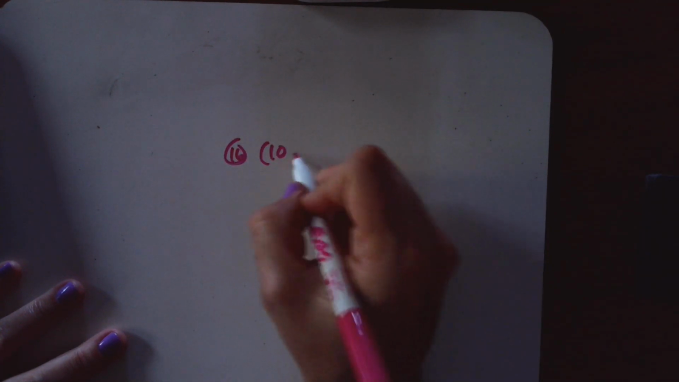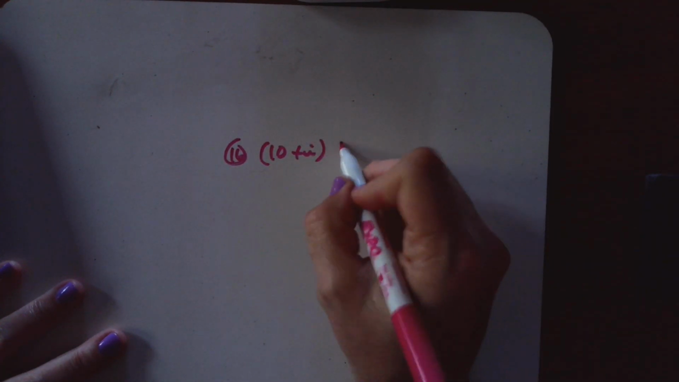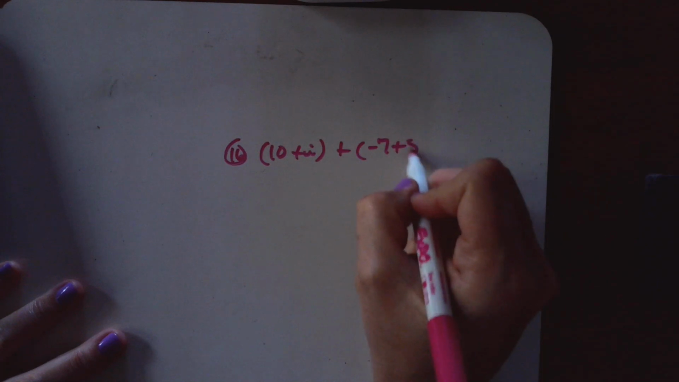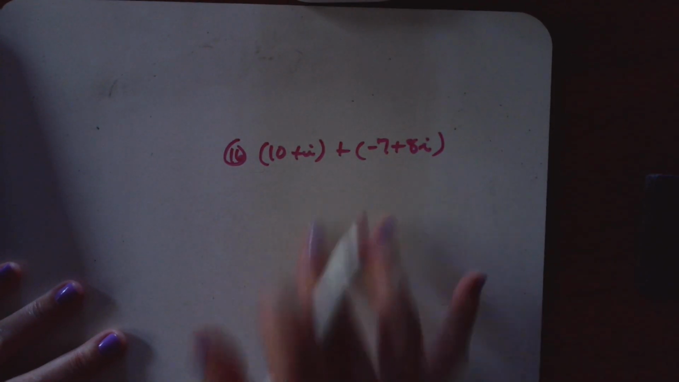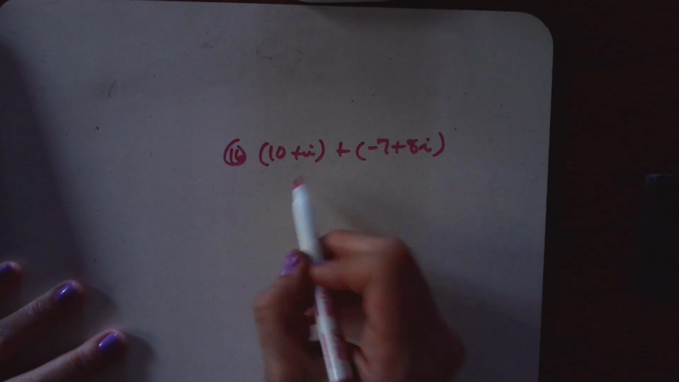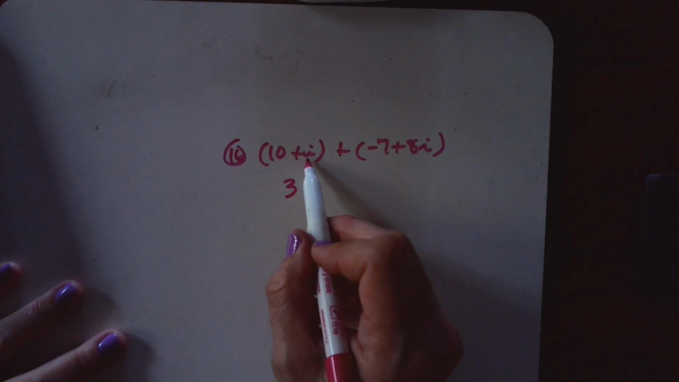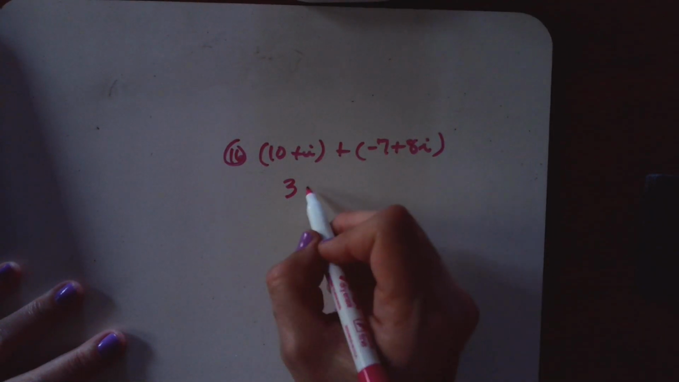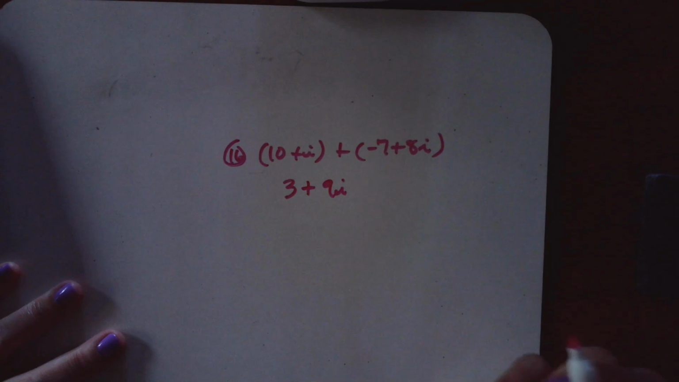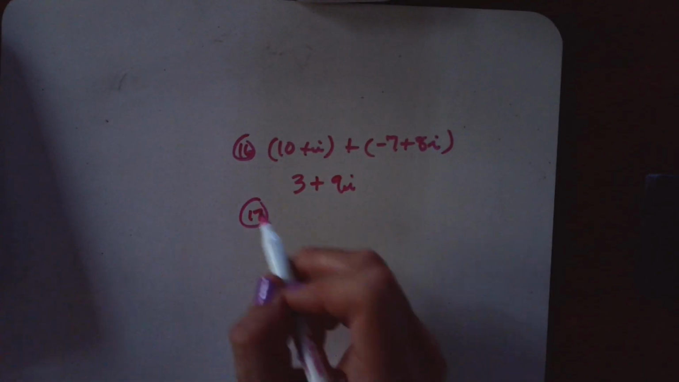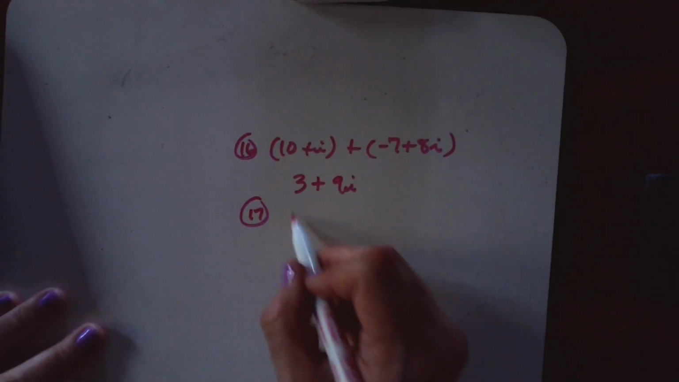On number 16, you're just combining like terms really. So i's are just like variables. When I see addition here, I got 10 plus -7, so that's 3. I got i plus an 8i, so I got plus 9i. That's all. 17, I have subtraction.